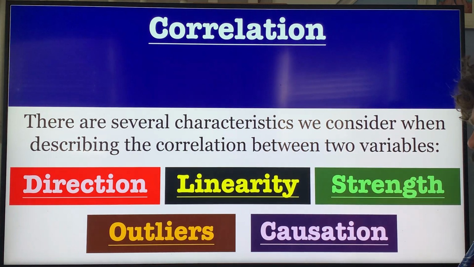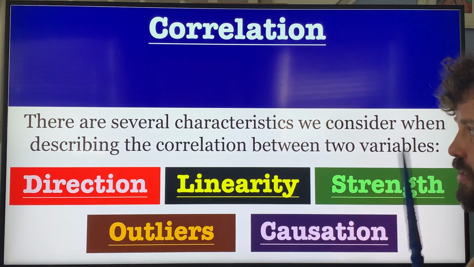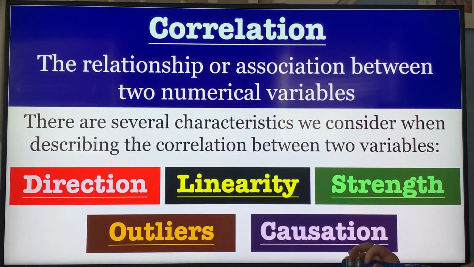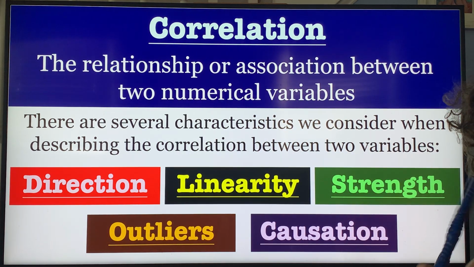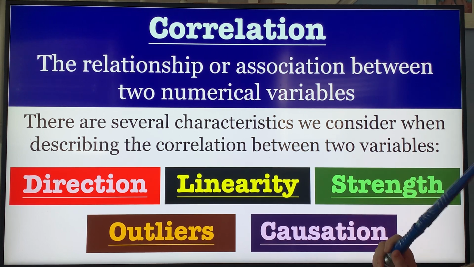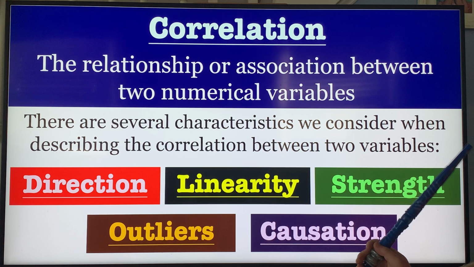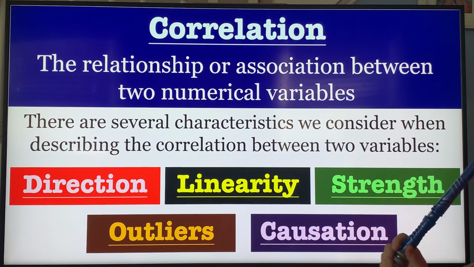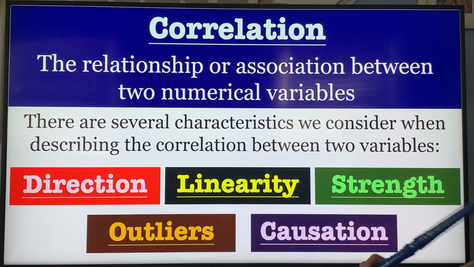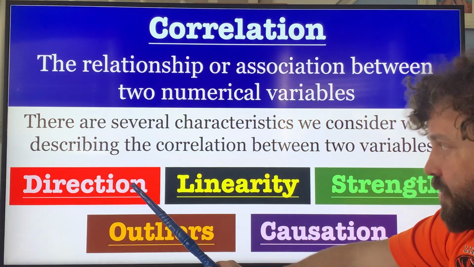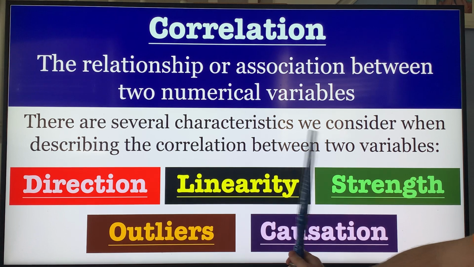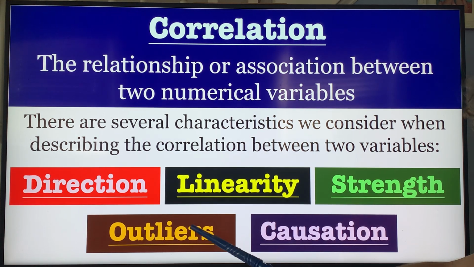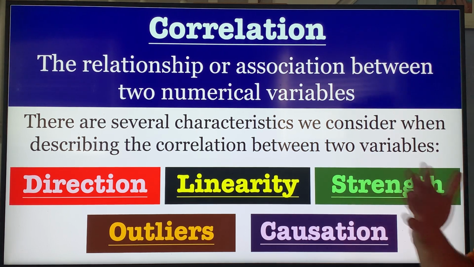Correlation. You heard me use that word a bunch. Correlation is very important, especially for this lesson. It's the relationship or association between two numerical values. There are several characteristics we can consider when describing the correlation between two variables: the direction of the graph, the linearity, the strength of the graph, the outliers, are there any outliers, and then the causation. You might be thinking, whoa, what do all those mean? If you don't know what all those words mean, that's fine. That's why I'm here, to teach you what they mean.